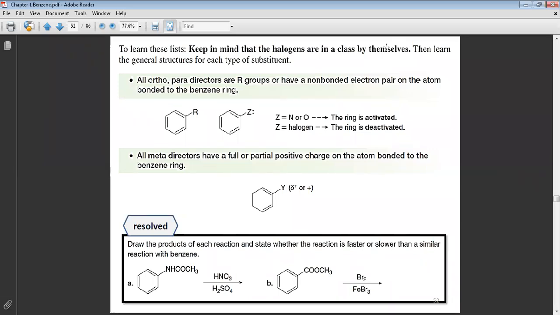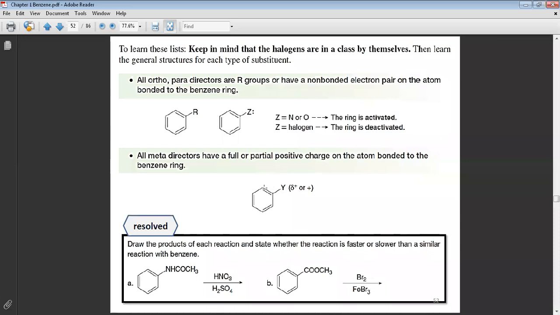Then learn the general structure for each type of substituent. If we have R, an alkyl group, or any group with unshared pairs of electrons, this group activates. If Z is a halogen, it deactivates. For meta directors, all have a full or partial positive charge on the atom bonded to the benzene ring. Look here, all the Y groups have a full or positive charge on the atom directly bonded to the ring.